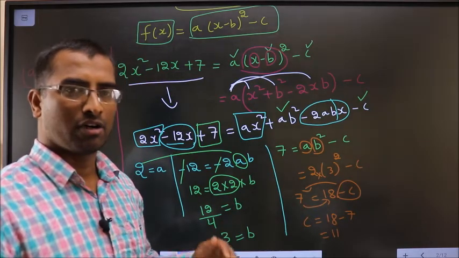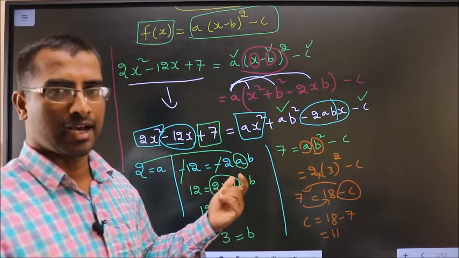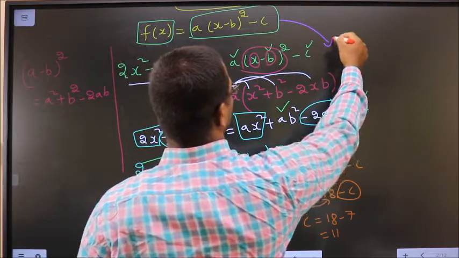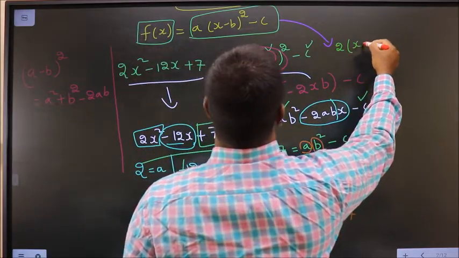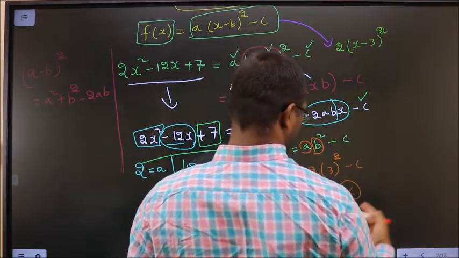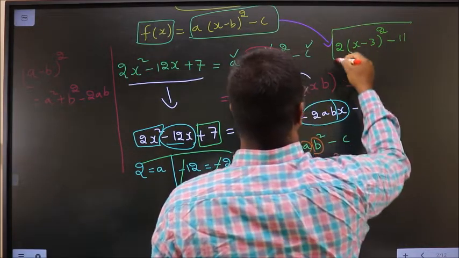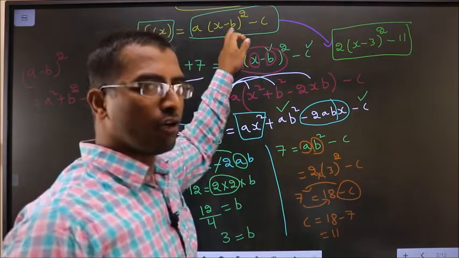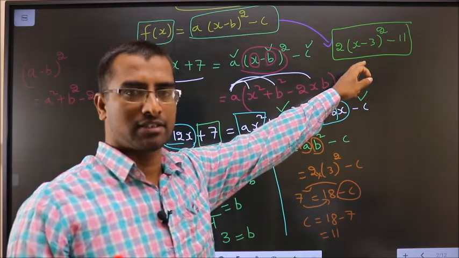Once we got all the values, we should express in the form whatever he is asking. So, our final answer will be this. In place of A, 2. In place of B, 3. In place of C, 11. So, he told us to express in this form. So, this is your last step and this is the answer.